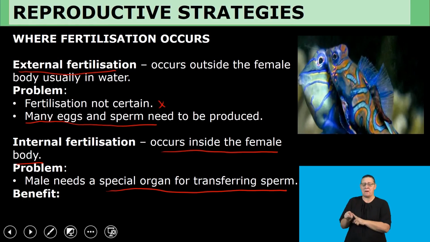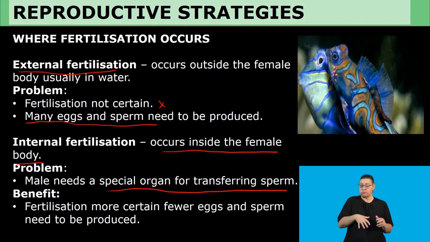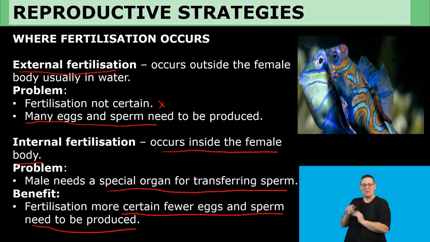And besides this problem, we have got a benefit. And the benefit that we have is that fertilization here is more certain because fewer eggs and sperms need to be produced. Why do we say fertilization is more certain? Because we have got fertilization that is happening inside the female body. So it is safe there.